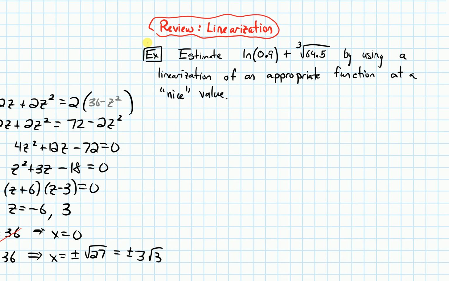In this video, we are continuing our final review and talking about linearization. So the example that I want to look at is the following. Let's estimate ln of 0.9 plus the cube root of 64.5 by using a linearization of an appropriate function at a nice value.